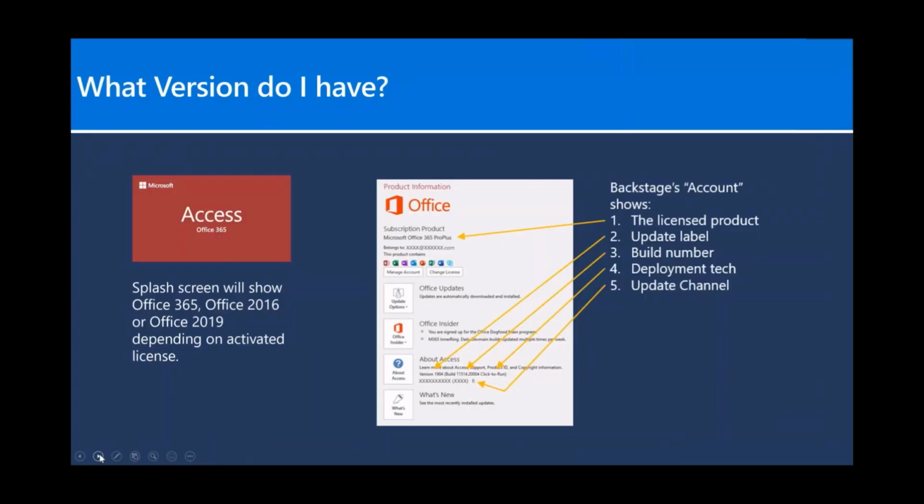Next slide. So some of you might say, well, I don't know what version of Office I have. How can I check? It's quite simple, actually. Just check the splash screen on the left there, which will show you whether you have the Office 365 subscription version, like in this example, or rather one of the perpetual versions, depending on your activated license year. Or you can just go to your product info on the right, which will show you the license product info, the update label, the channel, build number, etc. And all that information will be right there at your fingertips.